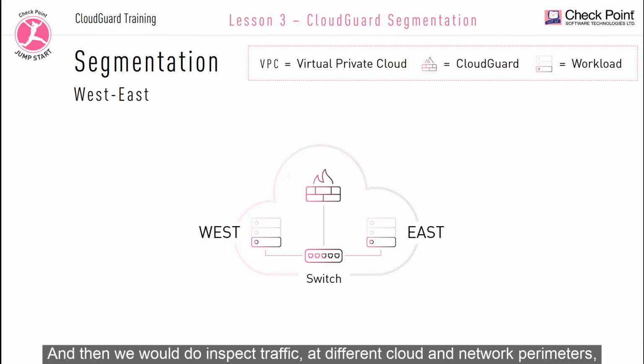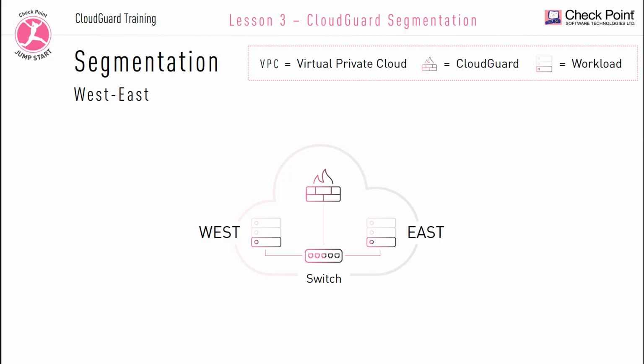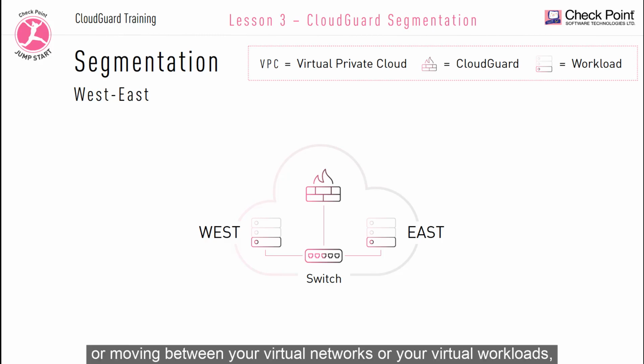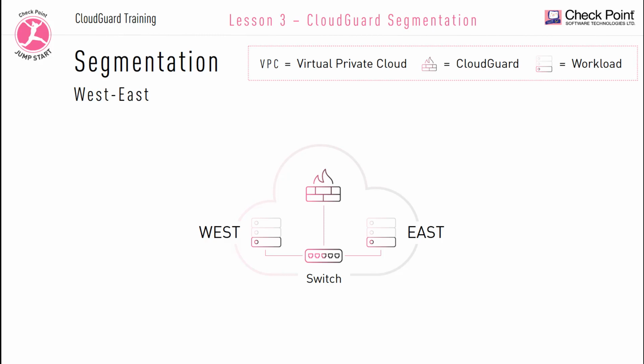And then we would inspect traffic at different cloud and network perimeters. As traffic is flowing between different cloud perimeters or moving between your virtual networks or your virtual workloads, ideally we would have a CloudGuard gateway at each perimeter's edge.